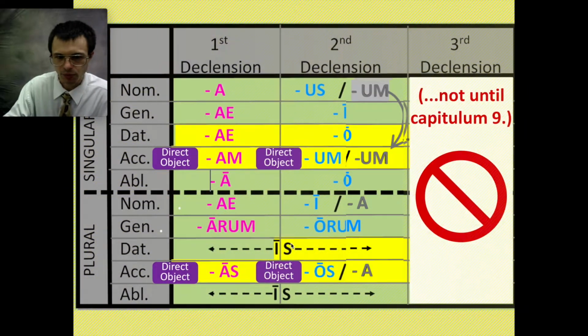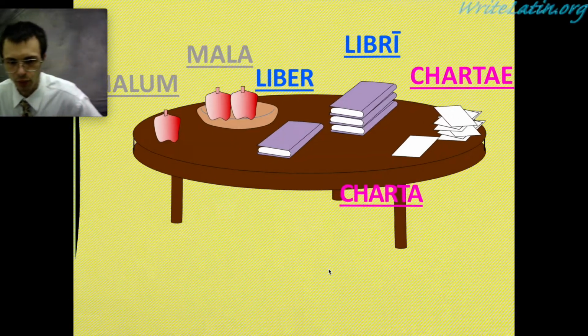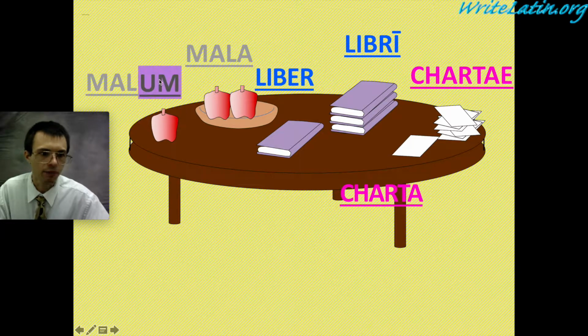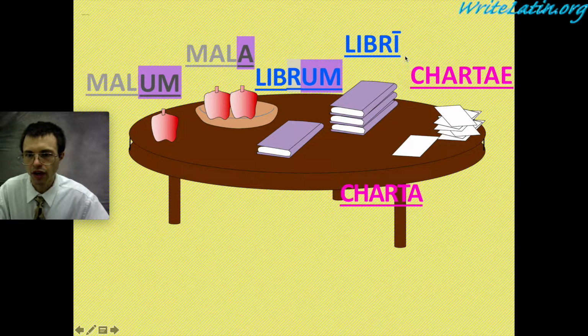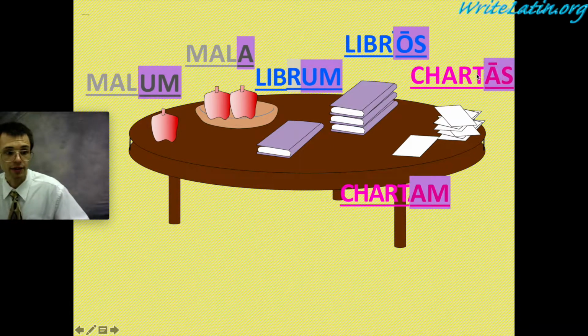So what are our possible accusatives that I'm going to have here? These endings are going to be um, as, os, or if it's neuter plural, a. And these are what we call direct objects. So for instance, if you give an apple, it's malum, just the same thing. If it's apples, mala, just the same thing, because that's the neuter rule. Nominative equals accusative in the neuter. If you give a book, it's librum. Books are libros. A paper is going to be cartam, or papers is going to be cartas.